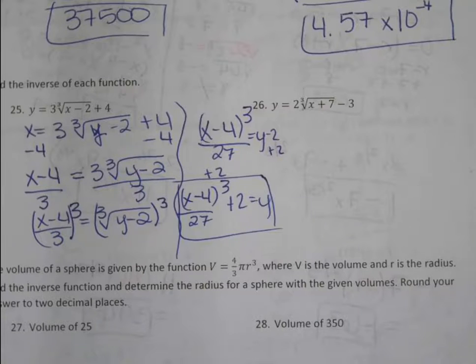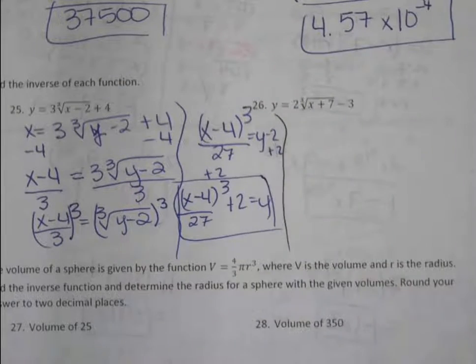Because if it had been x minus 4 plus 3, I would just do my negative 4 plus 3, so it'd be x minus 1. Yeah, when you find the inverses, that's what you do. You switch the letters.